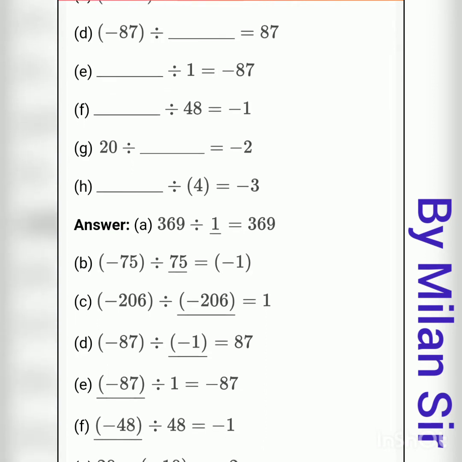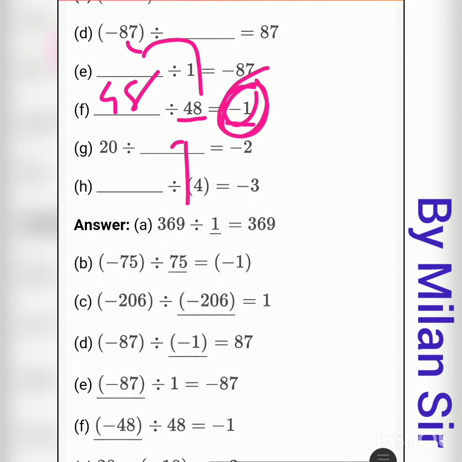And next, here blank divided by 48 is equal to minus 1. So here our answer is 1, right? Here our answer is 1. It means here we have the same number 48, right? And our answer is negative. Here it is a positive number, so here we need to put a negative sign. So plus minus becomes minus, and 48 divided by 48 is 1.